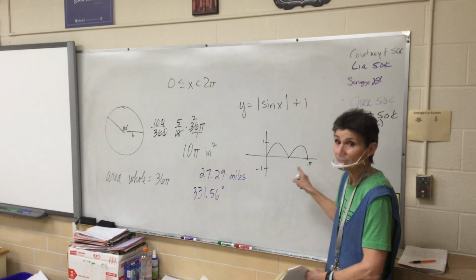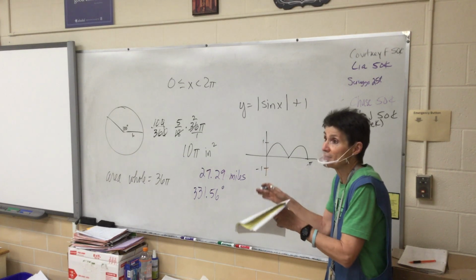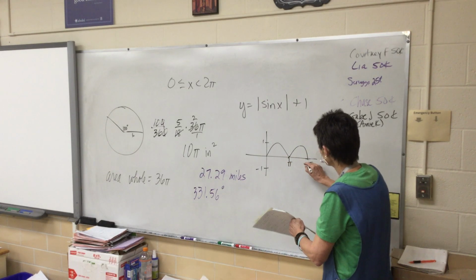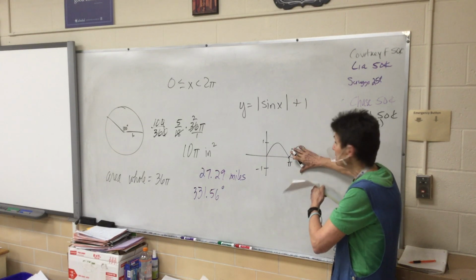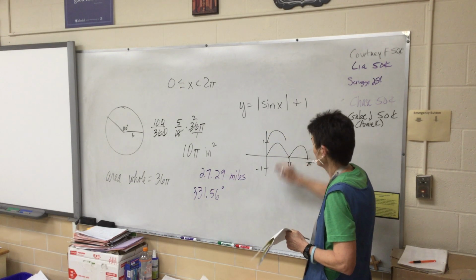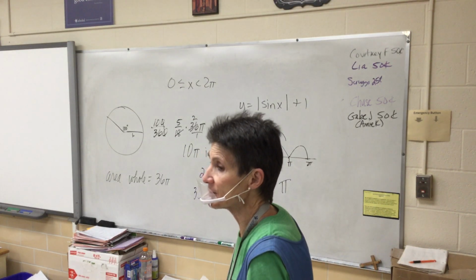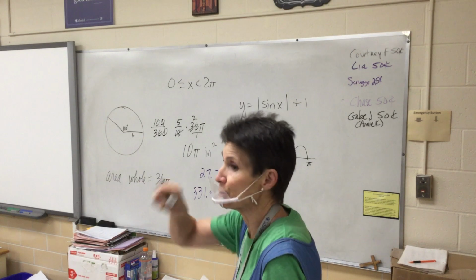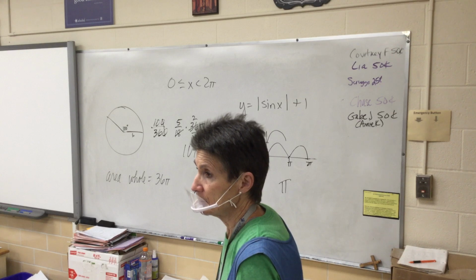Now, the period of that is not 2 pi. Remember, period is the chunk that repeats. Isn't the period of this just pi? Isn't that what repeats when you do the absolute value? Now, will picking it up 1 change that period at all? No. So the period is pi. Because when you take the absolute value of the sine, you're not getting a hill and a valley anymore. You're just getting hills. All right, who else?